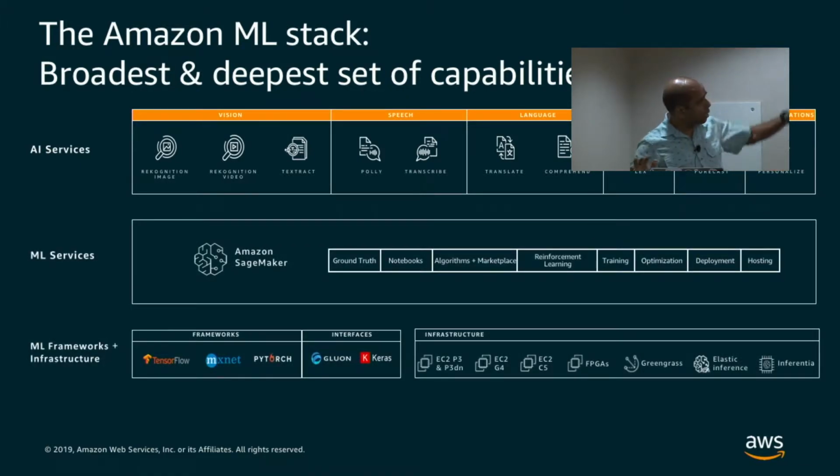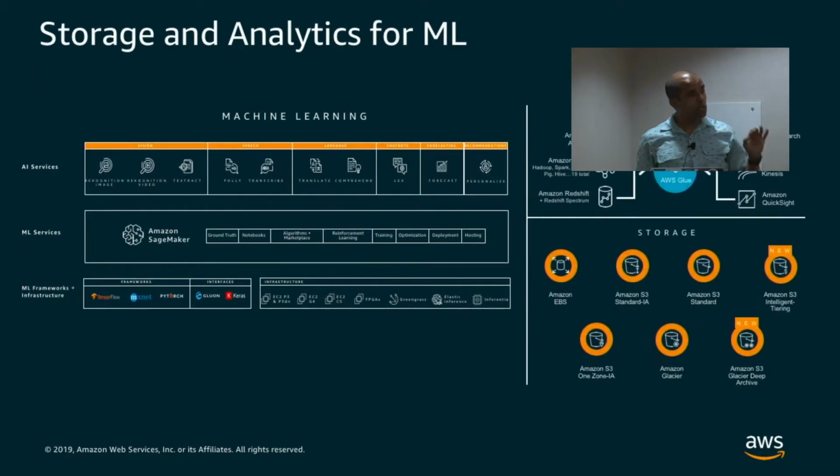Now, at a very high level, this is how we see the capabilities in the Amazon ML stack, but it's not just about providing that ML stack. You need that storage and analytics capability for the platform as well. You need high throughput, low latency, performance file systems. You want real-time analytics running to be able to feed back into your inference model.